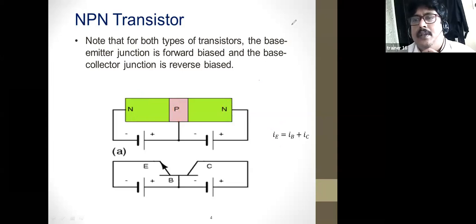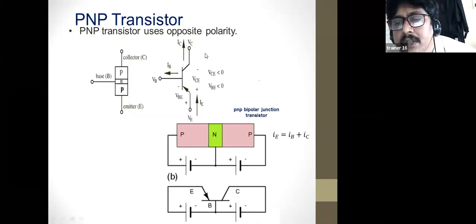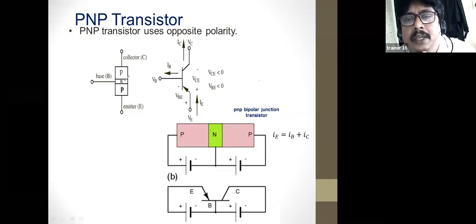Next we'll go for the PNP transistor. It will take only 5 minutes. This is also the same procedure. See here, this is the emitter. If you see clearly in the PNP transistor, the N type is sandwiched between two P types, the opposite way. Similarly here also, from the emitter there is the emitter current, and then the base current, and then we get the collector current.